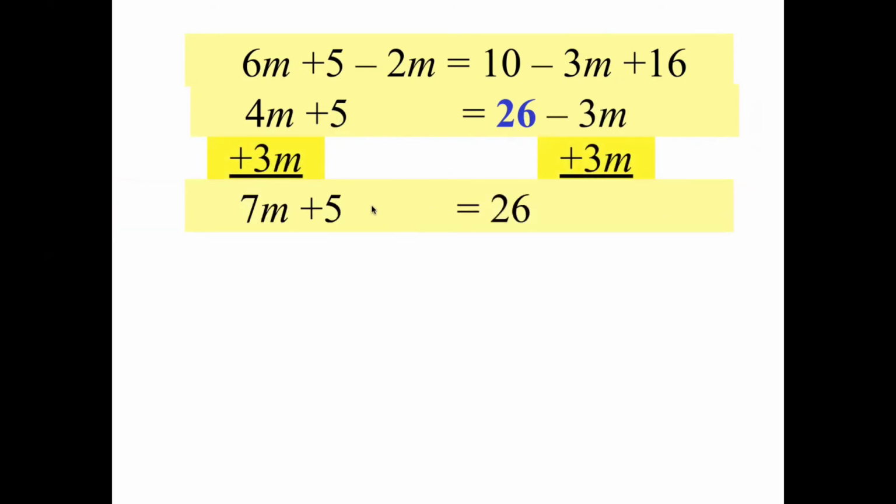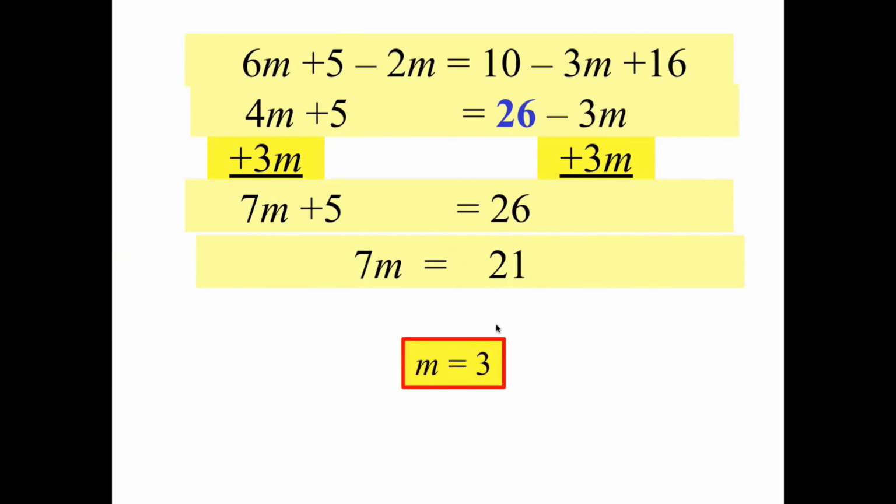That will give you 7m plus 5 equals 26. Subtract 5 from both sides to isolate your constants, and now you have 7m equals 21. Divide both sides by 7, and you get that m equals 3.